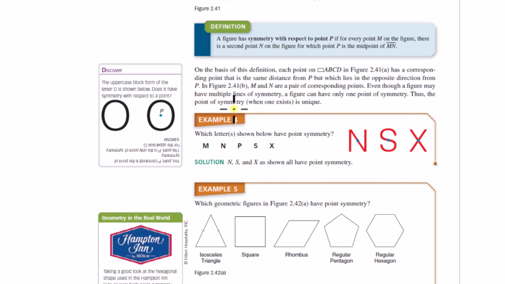Thus, a figure is going to have either one point of symmetry or no points of symmetry. But in that case, if it does have a point of symmetry, that point is unique. Okay.